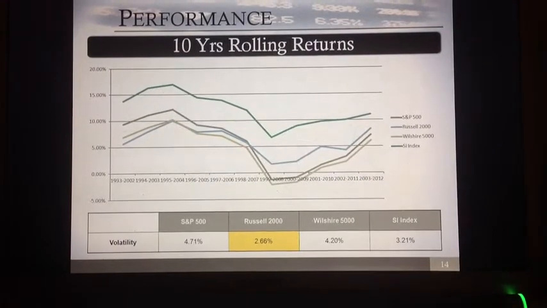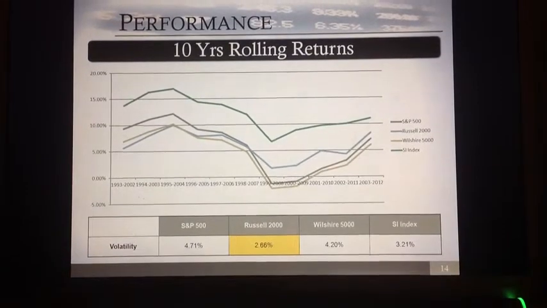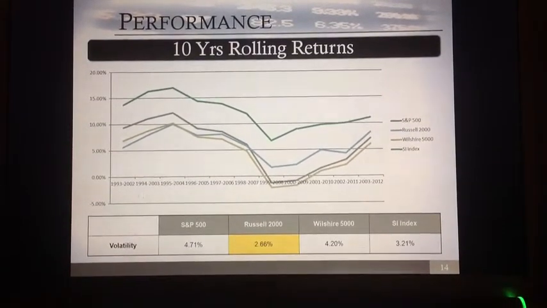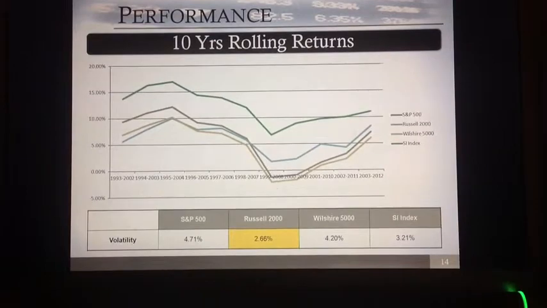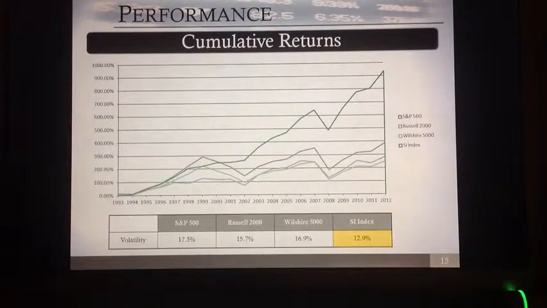And if we look at the 10-year rolling returns, it is very clear that SI index outperformed the three market indexes over the last 20 years. And if we look at the cumulative return, we can see again after 2000, the cumulative return of the SI index goes way up high compared to the market index.